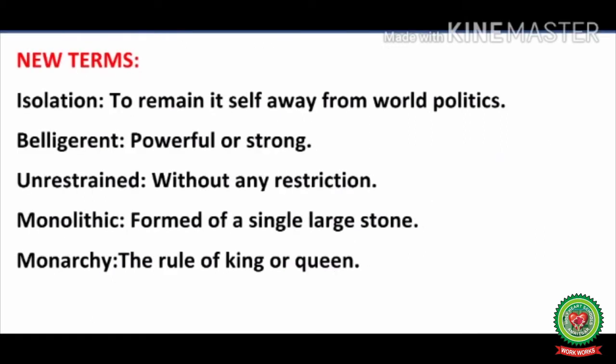Before going ahead, let's discuss the new terms of the topic. Isolation: to remain itself away from world politics. Belligerent: powerful or strong. Unrestrained: without any restriction. Monolithic: formed of a single large stone. And the last term is monarchy: the rule of a king or queen.